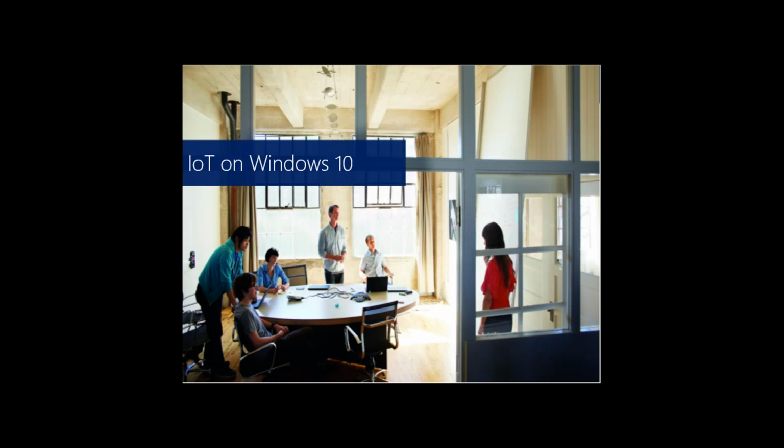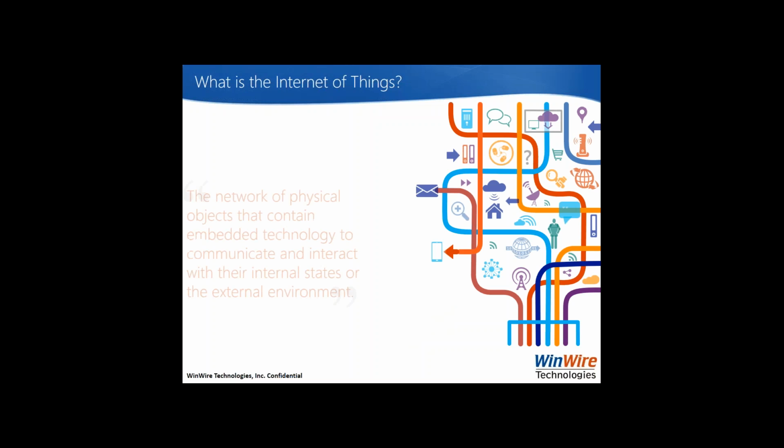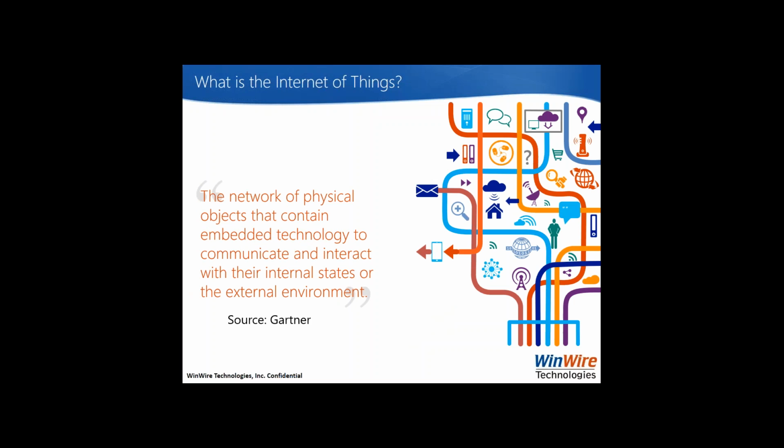Let's see what IoT is first of all. You must have heard about IoT by now, and you must have some idea of what it is. Basically, there is no standard definition of IoT. As per Gartner, it is a network of physical objects that contain embedded technology and communicate and interact with their internal states or their external environment. In my mind, IoT is all about connected devices.